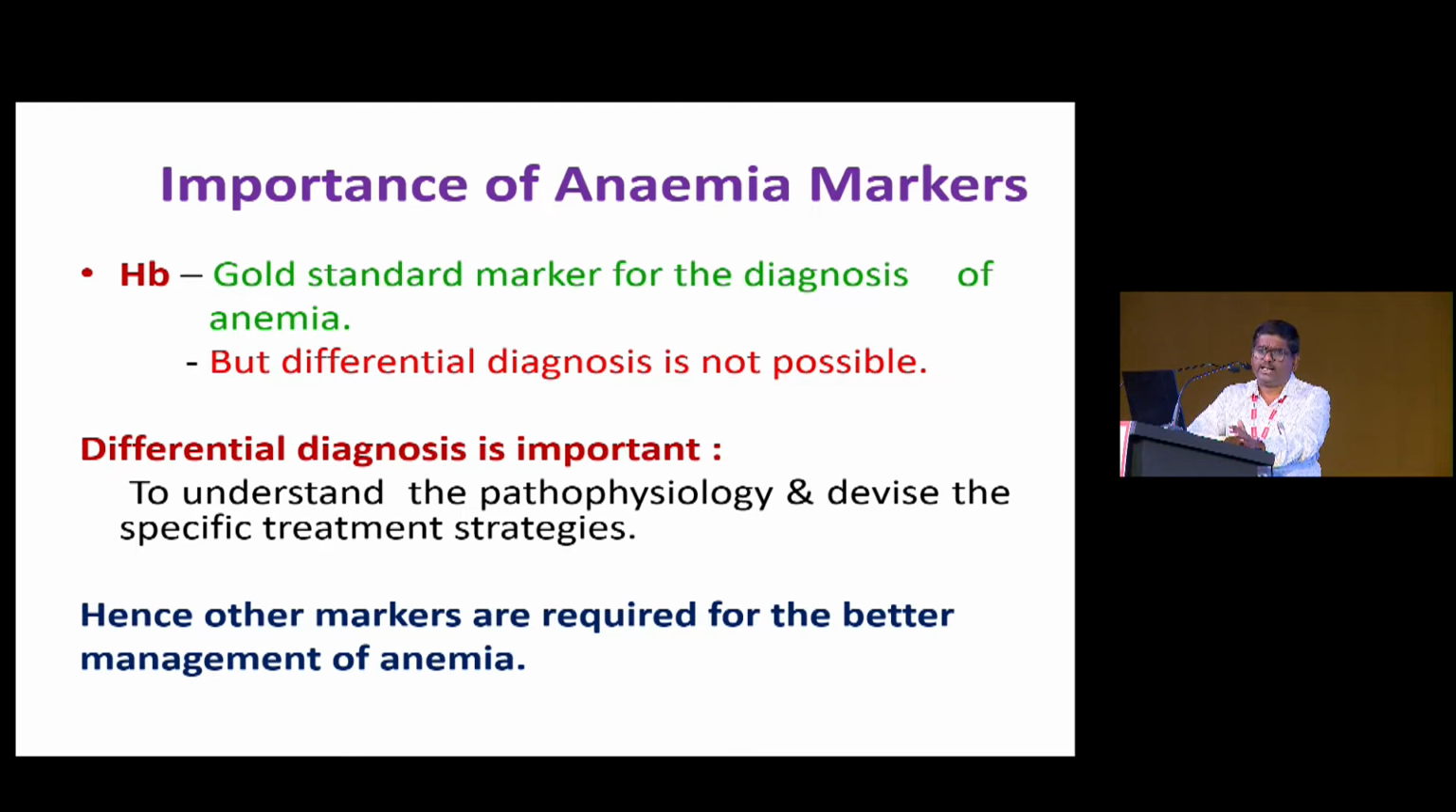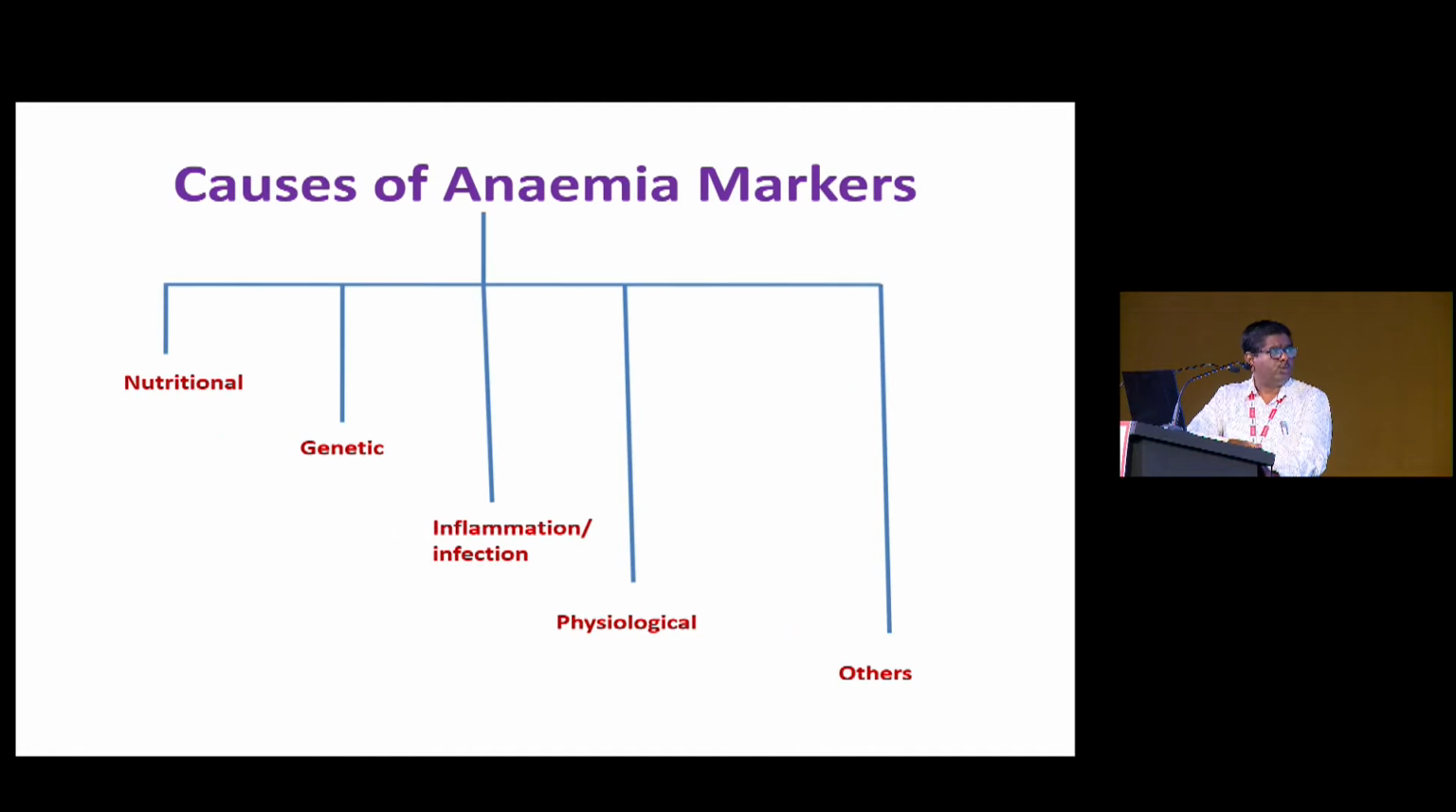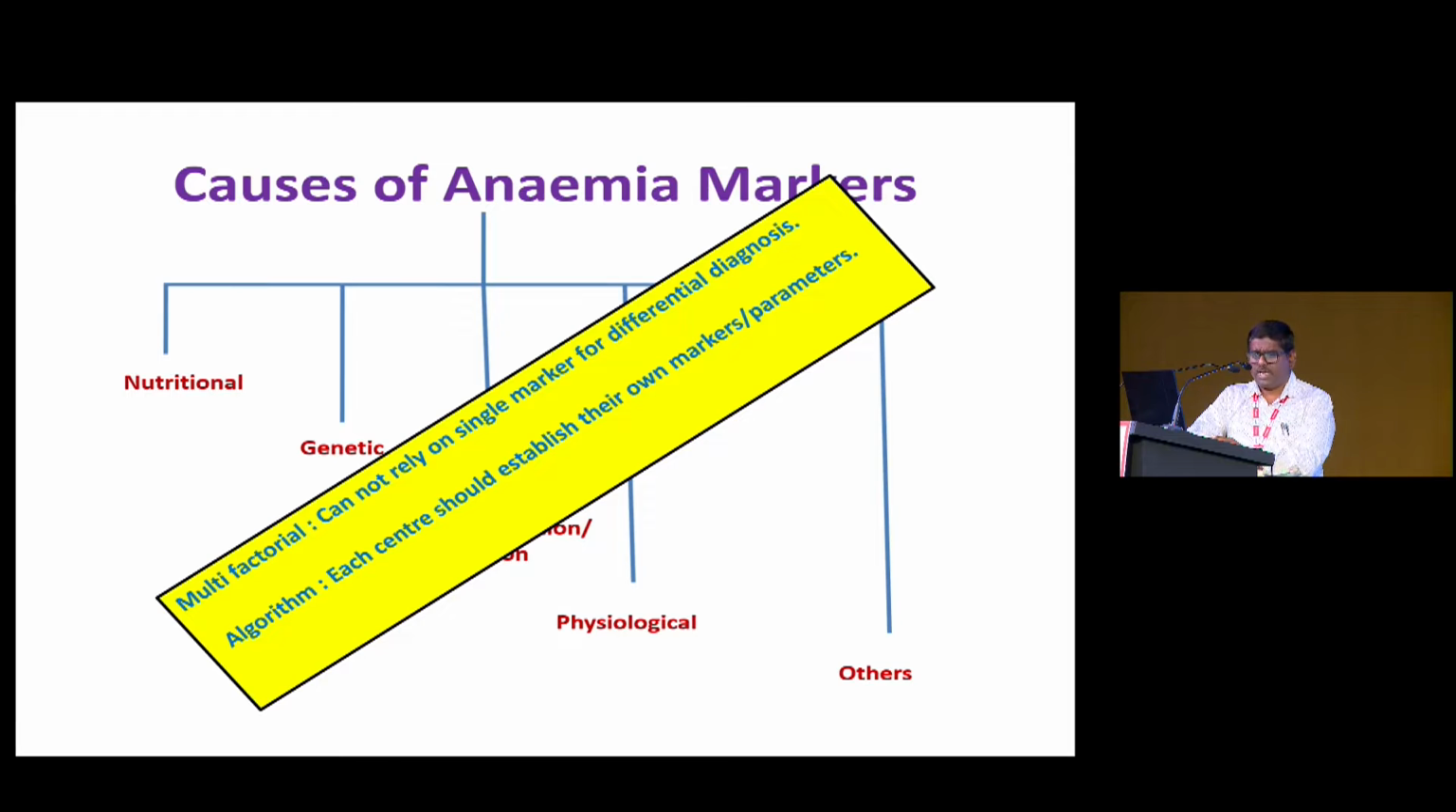So, what are the other laboratory markers available for the differential diagnosis of anemia? For that, you should know the causes of anemia. General causes of anemia: we have nutritional causes and genetic causes. Anemia can be due to prolonged inflammation or chronic diseases, or it can be physiological. So it is a multifactorial disease with different etiologies, and we cannot rely on a single marker for differential diagnosis.